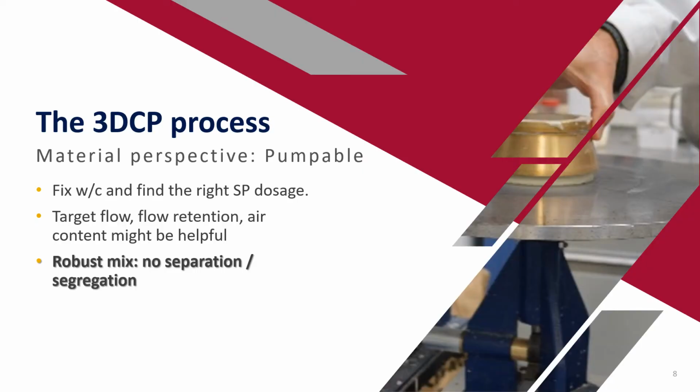I wanted to dedicate a couple of slides more to the important properties to target in each stage. In the case of pumpability, the most important is to get a robust mix with no signs of separation. One way to guarantee this might be to fix the water to cement ratio and find the right amount of superplasticizer to get a target flow and flow retention. The target flow will be associated to a mix that the user knows will be pumpable.